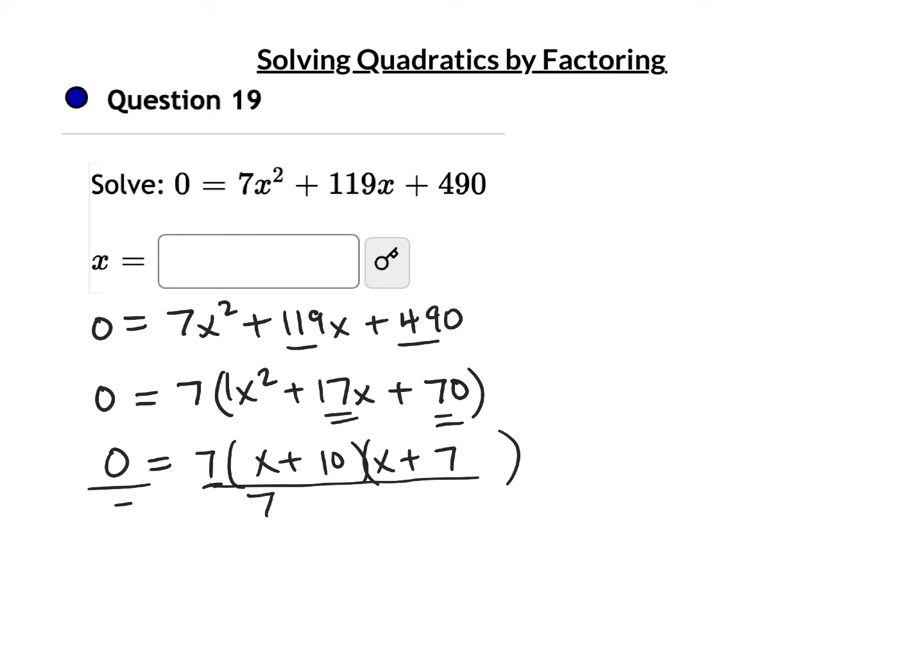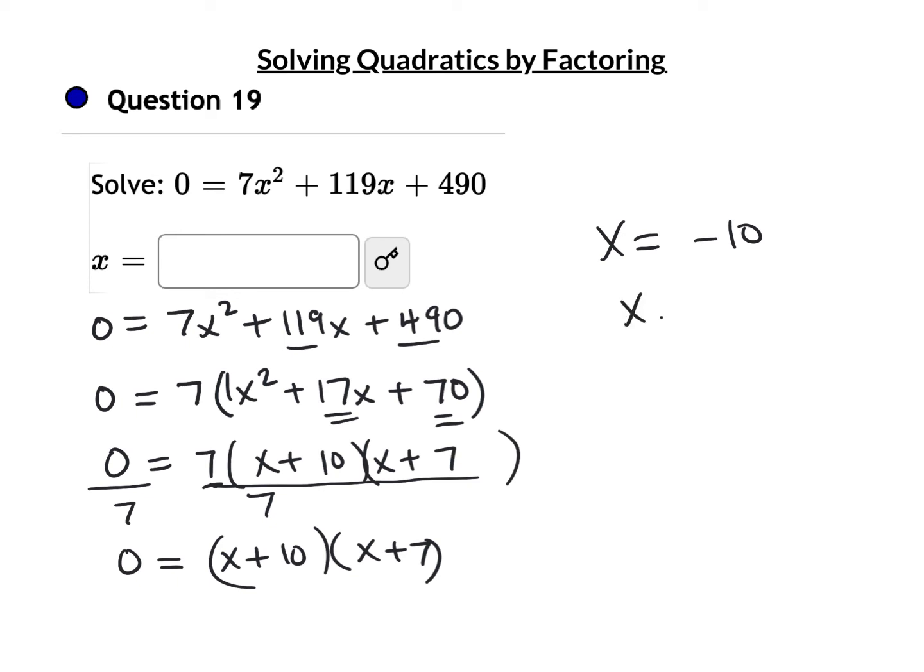But you could divide both sides by 7. 0 divided by 7 is 0. And this would just become x plus 10 times x plus 7. So that 7 doesn't really matter because there's no x next to it. The two solutions are negative 10 because negative 10 plus 10 is 0, and negative 7 because negative 7 plus 7 is 0.